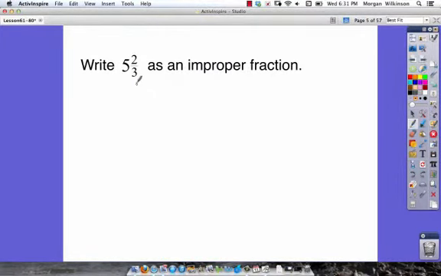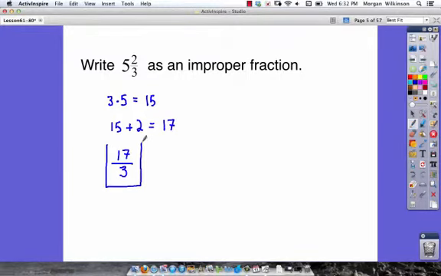We want to write 5 2/3 as an improper fraction. So step 1 was to multiply the denominator times the whole part. So we have 3 times 5. 3 times 5, that must be 15. And then we're going to take our product of 15 and add the numerator of 2 to it. So we get 15 plus 2, that's 17. And then step 3, we take our new answer, 17, and we put it over our original denominator of 3. So we get 17/3. We've written 5 2/3 as an improper fraction. It's equal to 17/3.